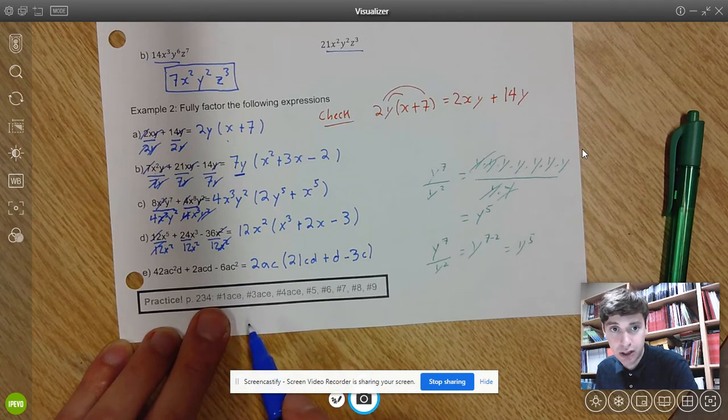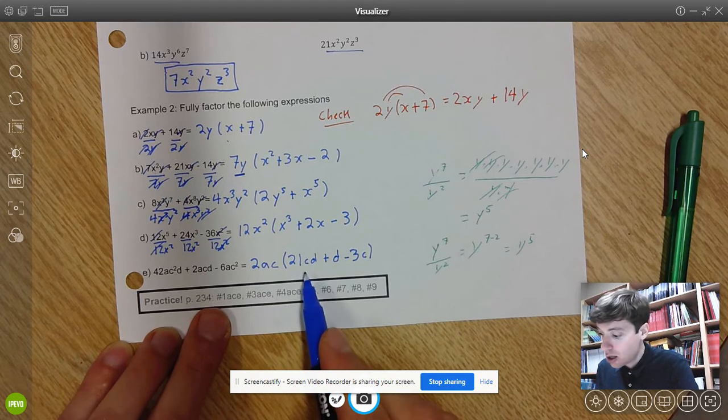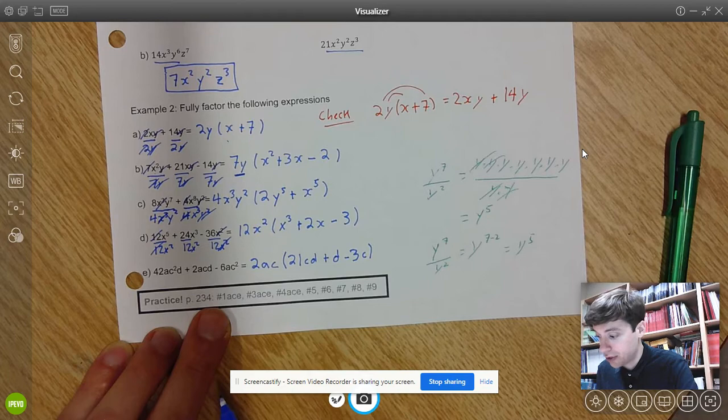So that's common factoring. What I'm really doing is dividing or moving out front the largest common factor shared by all of the terms in an expression.